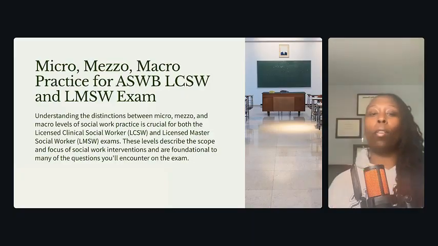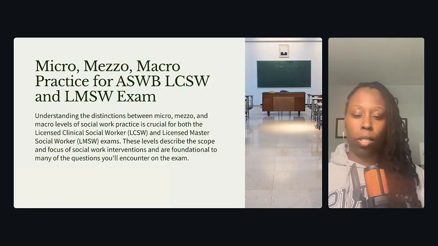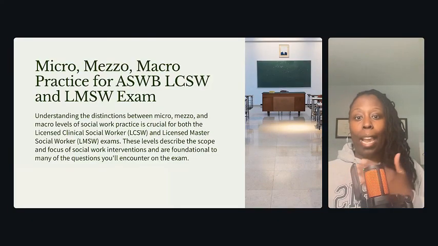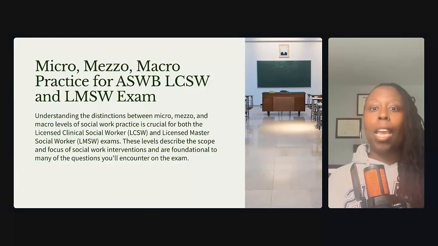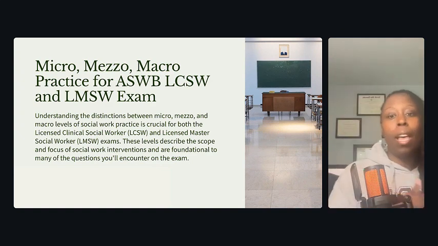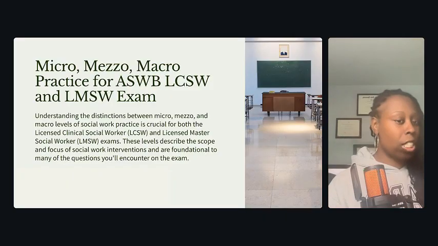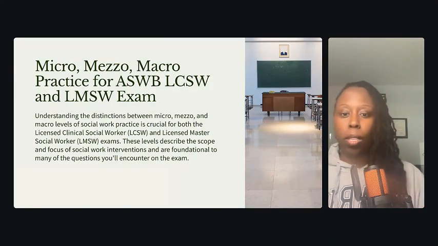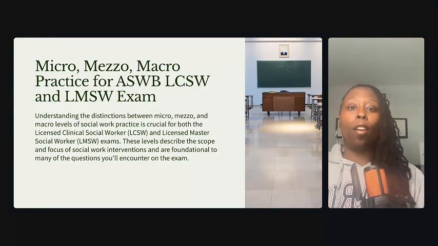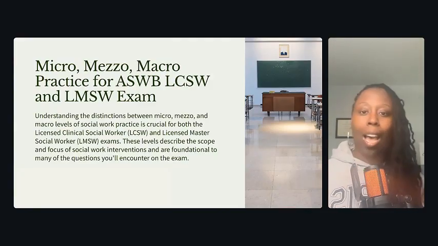So we're going to be talking about the micro, the mezzo, the macro practice for the ASWB, LCSW, and LMSW exam. If you understand the distinctions between the micro, the mezzo, and the macro levels of social work, it's crucial for you as a future LMSW and future LCSW to have this knowledge so you know how to apply it to the exam and what it's actually asking you and how you can actually use it. These levels pretty much describe the scope and the focus of social work interventions and are foundational to many of the questions you're going to get on the exam. And I'm going to show you how and I'm going to show you why. So just stick with your girl.